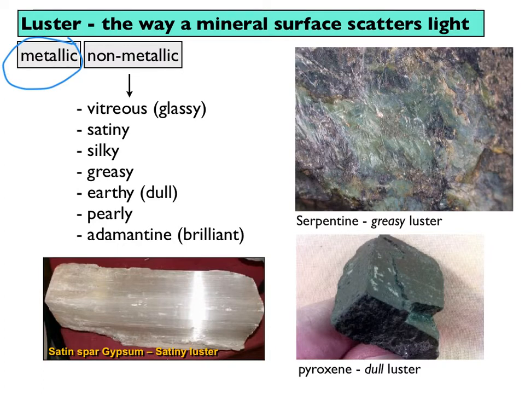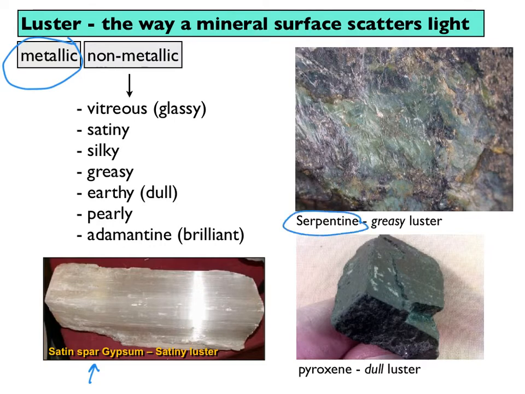Some of it will be refracted, some of it will be reflected off the surface, and the combination of the way that the light gets scattered around the mineral will produce these different sheens that the mineral has on its surfaces. So for example, we would call gypsum, which is this mineral down here, satiny or maybe silky. You can see the way that it's reflecting light makes it almost look like satin fabric of some kind.